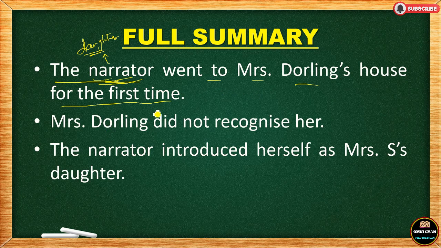When she reached Mrs. Dorling's house and rang the doorbell, Mrs. Dorling opened the door. So Mrs. Dorling, when she saw the daughter, did not recognize her. Mrs. Dorling ने narrator को, बेटी को, daughter को नहीं पहचाना. ठीक है, Mrs. Dorling did not recognize the narrator. उन्होंने पहचाना नहीं.